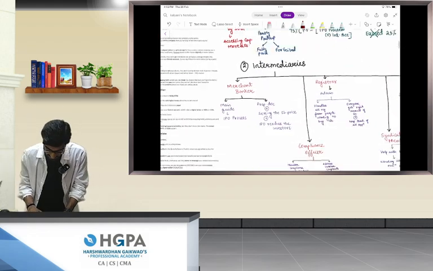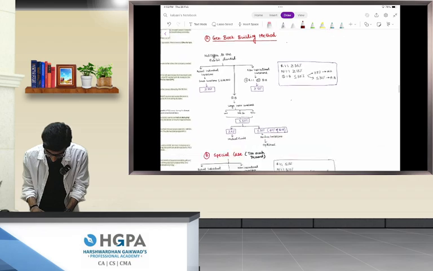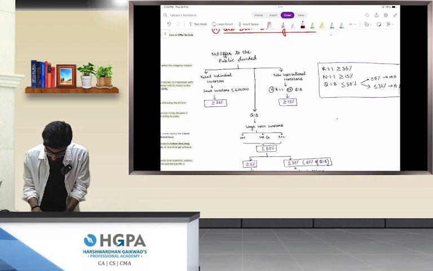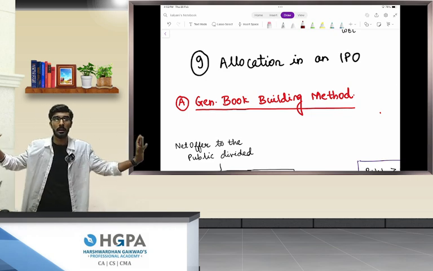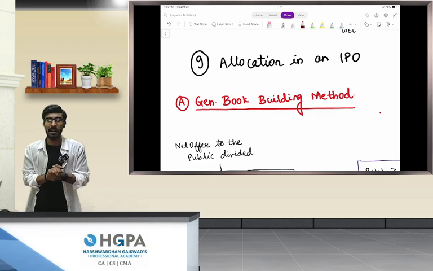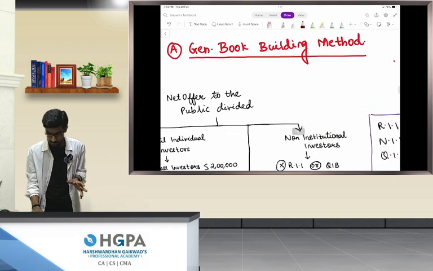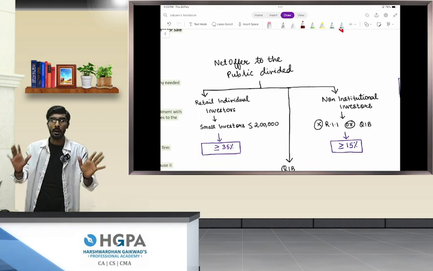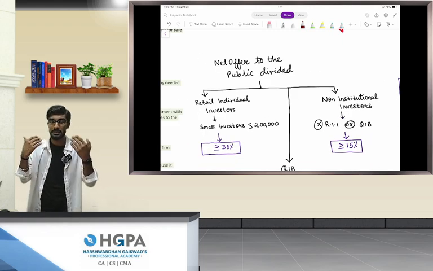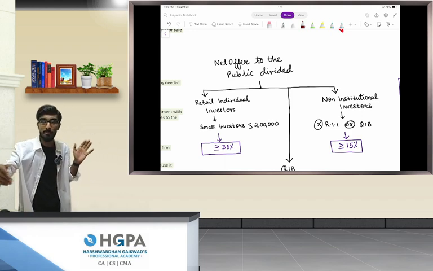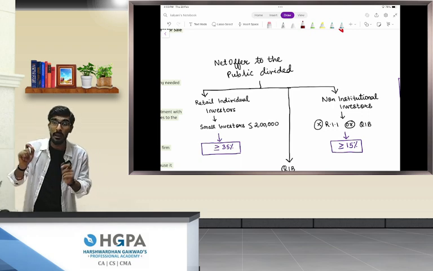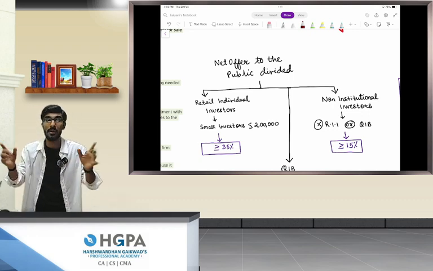Okay, let's quickly come to the last concept, that is allocation of shares in an IPO. How will shares be allocated in an IPO? Let's understand this. General book building method. Let's say 1 lakh shares the company has issued, 1 lakh shares the company has offered, 1 lakh shares have been allotted. Now what will be the shareholding pattern of those 1 lakh shares?